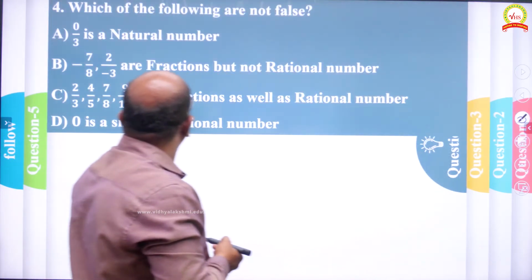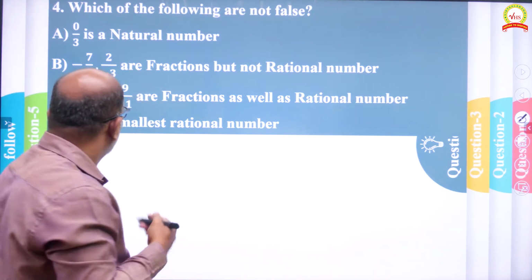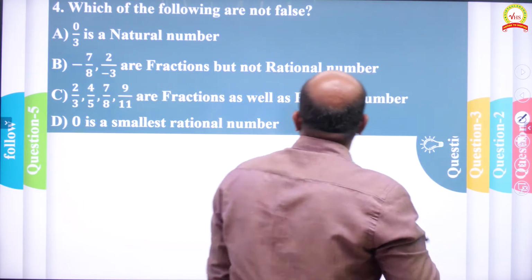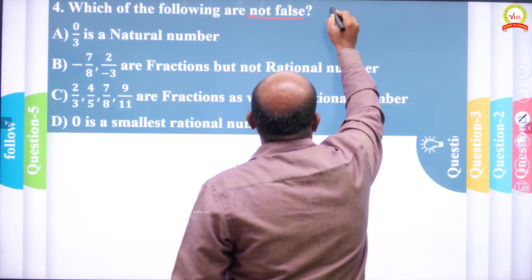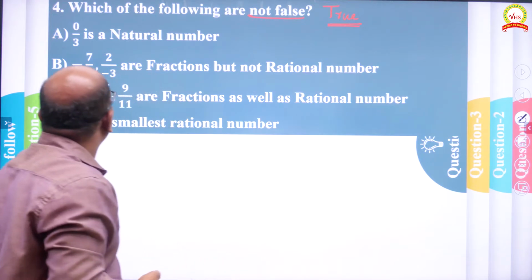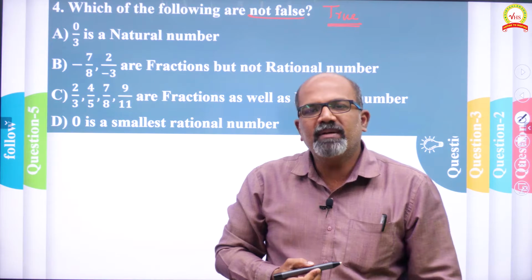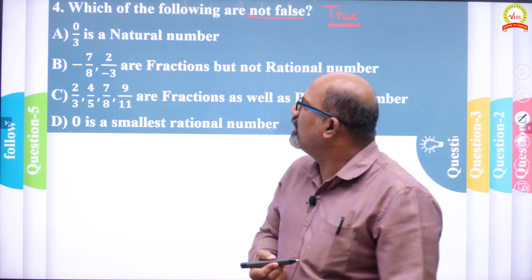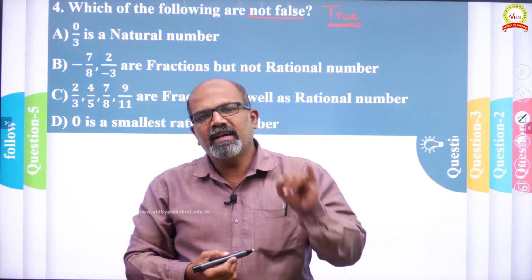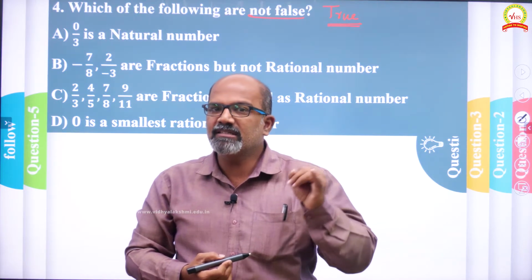Okay, fine. The next, fourth one, you can see: which of the following are not false. It is asked which of the following are not false. Not false means, it is indirectly asking which of the following is true. It is asked to find the true statement. The first option tells us 0 by 3 is a natural number. 0 by 3 is definitely a rational number, because any number in the form of p by q is a rational number, you all know that.